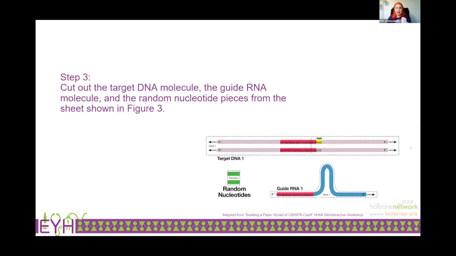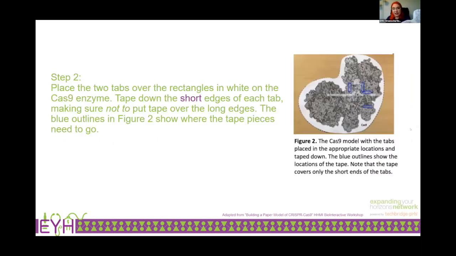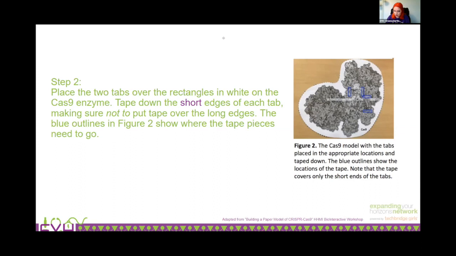What you're going to do is take your Cas9 protein that you've just cut out and take your tabs, and you can see there's a short edge here and a long edge here on top. There are little boxes on your CRISPR-Cas9 protein that are outlined there. I want you to tape the short edges, just the small sides, within those little boxes that are on the Cas9 protein. Try not to use too much tape because we want to be able to insert other pieces of paper into these tabs later. Hopefully many of you have your tabs taped onto your protein now.